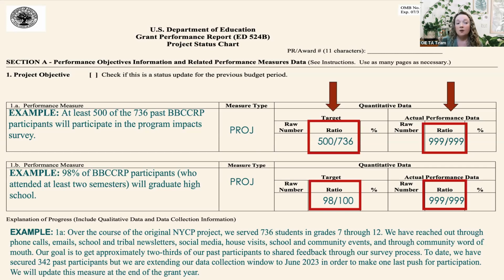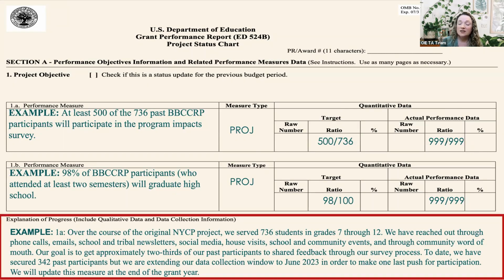You'll also notice that both of my measures are reported as 999/999 because I don't know. I'm still collecting information from my past participants. So as of March 31st, I don't know exactly how many people are going to participate. So I report that 999, which is code for I don't have complete data today, but I will by the end of the grant year. And that's fine. You still have to put in your target and you still have to put something here, but you put that and it lets us know you're going to update that later.